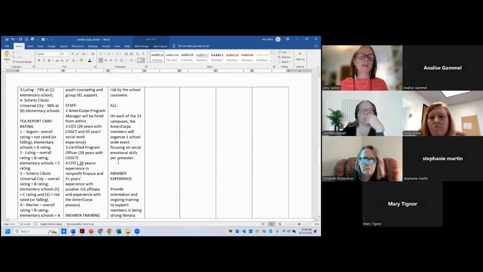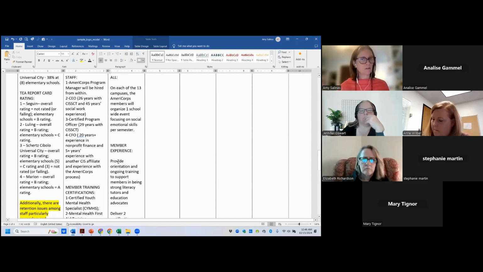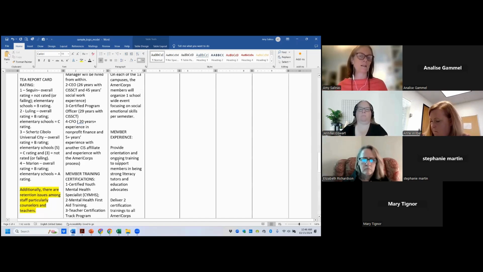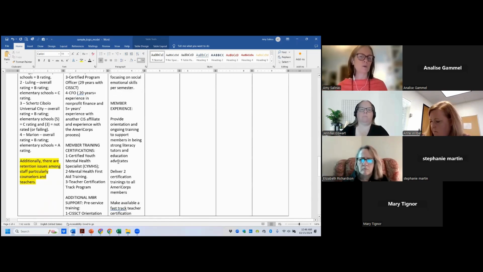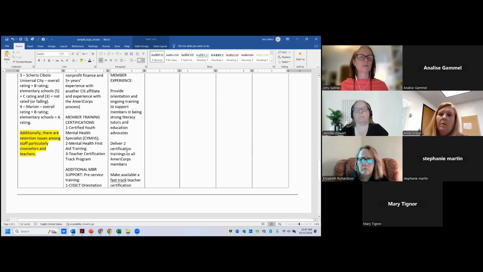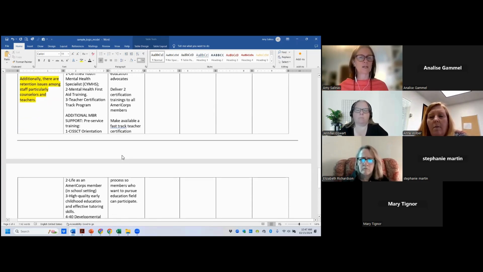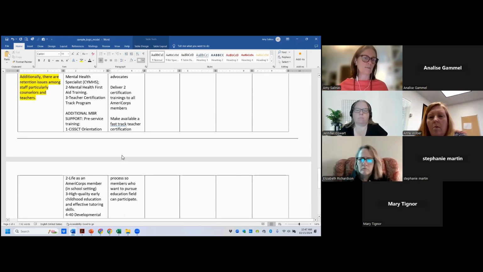And then as you can see, I have this other leg of the stool still represented in the member experience. So I really want to highlight the unique things that I'm going to be doing to help the members themselves. We're going to provide orientation and ongoing training to support the members in being strong literacy tutors and education advocates. We're going to deliver 2 certification trainings to all members and make available a fast track teacher certification process. Okay.